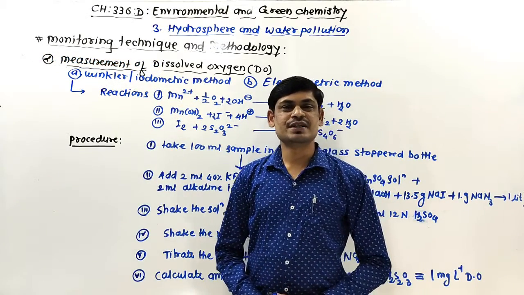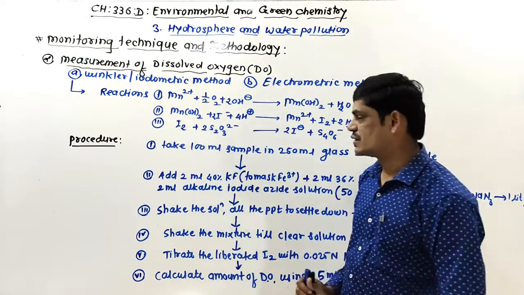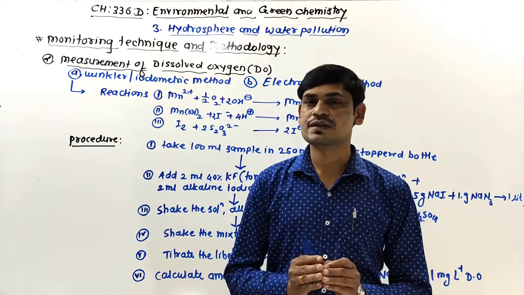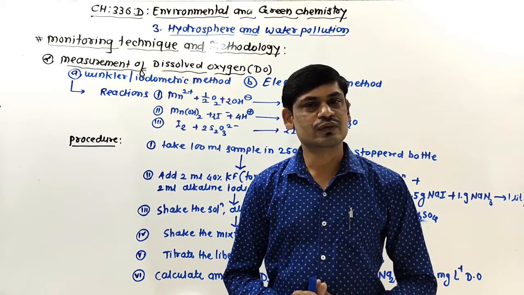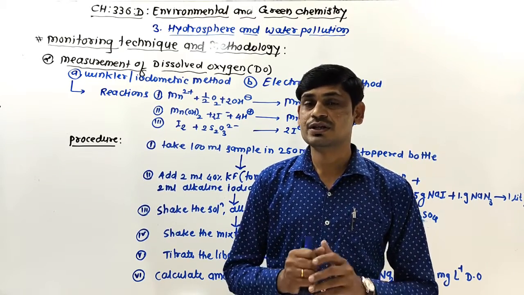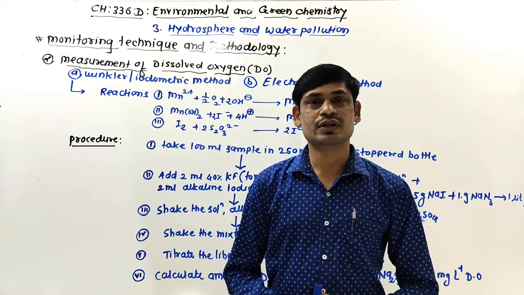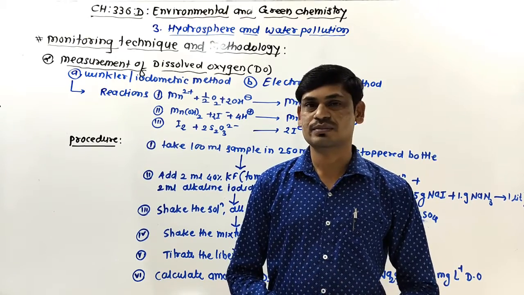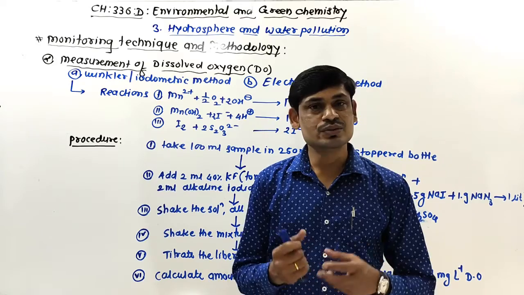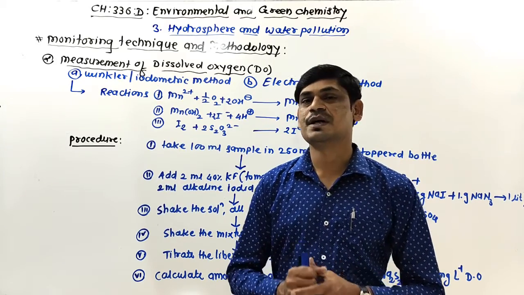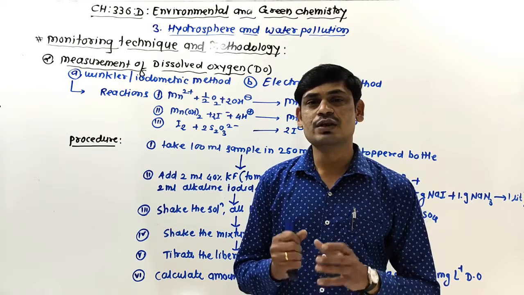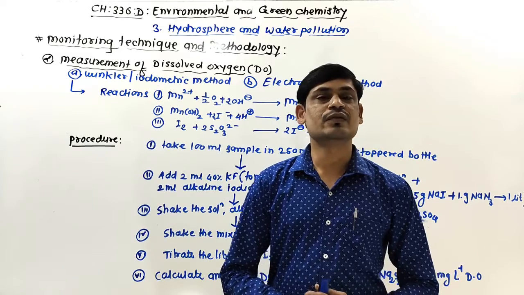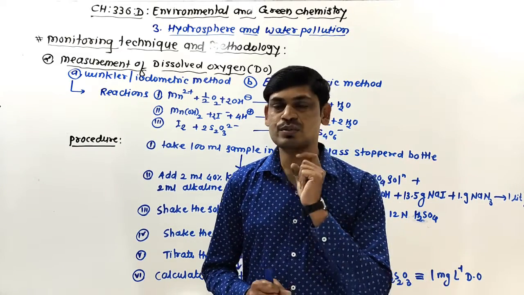Now the second parameter is dissolved oxygen, measurement of dissolved oxygen. In our previous lecture, we studied that dissolved oxygen is a very important component of water, because it is helpful for the sustainable development and survival of living organisms. Marine animals and plants use dissolved oxygen for respiration, and therefore it is one of the most important parameters of water, and during measurement of water quality, dissolved oxygen should be monitored.